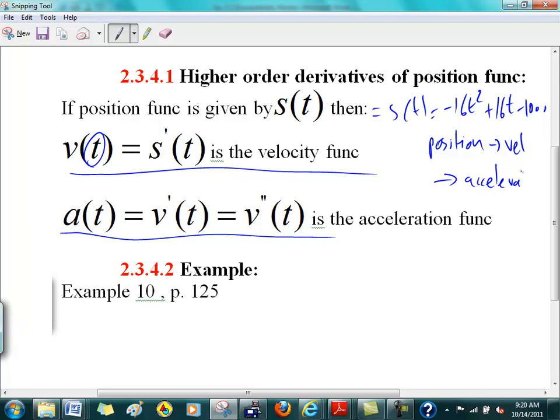Shouldn't it be what? This should be S double prime. This one here? Yep. Thank you.